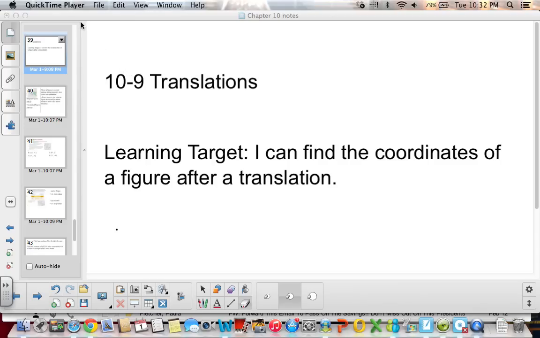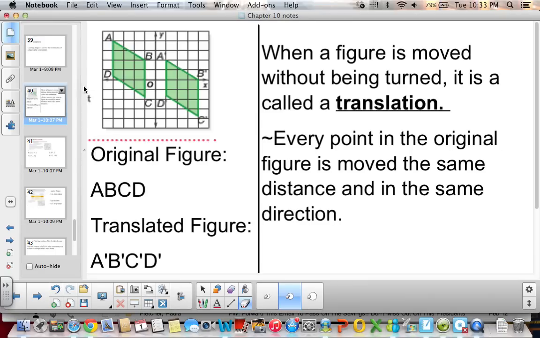Hi, 6th graders. We're on lesson 10-9, which is translations. Our learning target is being able to find the coordinates of a figure after a translation. So label your page accordingly in your math notebook.